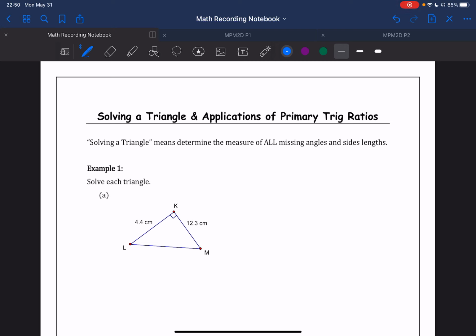Okay, welcome back to our second video on looking at primary trig ratios and solving triangles, as well as applications of using primary trig ratios. When it's asking you to solve a triangle, what that means is it wants you to determine every single angle that is missing, as well as every single side.